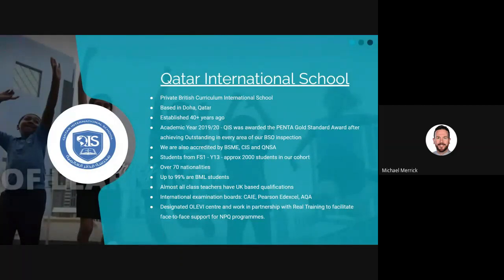So we're Qatar International School. It's a private British curriculum international school based in Doha. We've been around for about 40 years. Last academic year, 2019-20, our school was awarded the Penta Gold Standard Award after we achieved outstanding in every single area of our British Schools Overseas Inspection. We also have accreditation through BSME, CIS, which is the Council of International Schools, and the QNSA, which is the Qatar National Schools Accreditation.